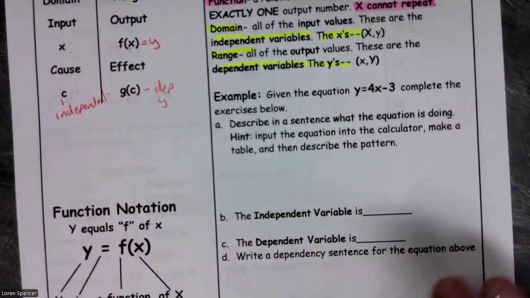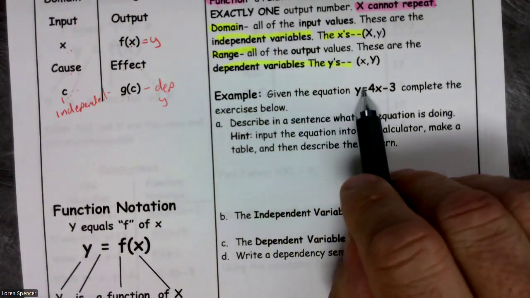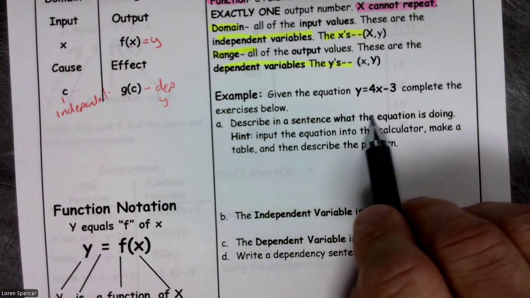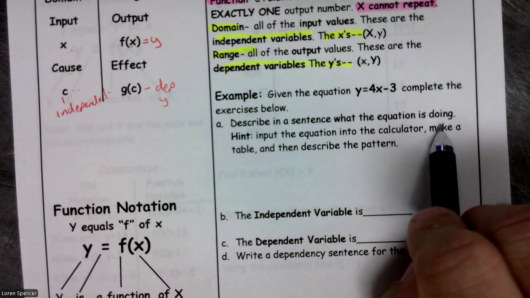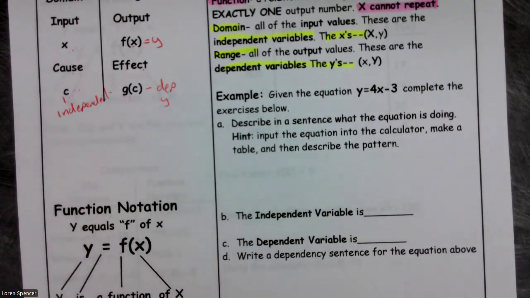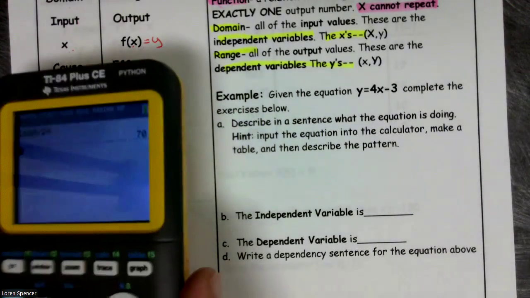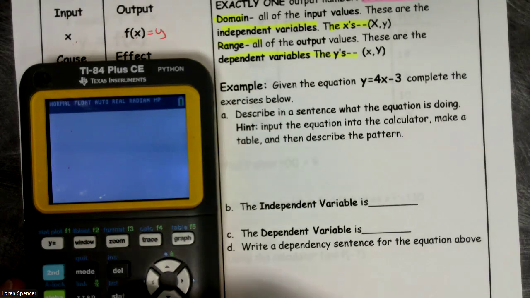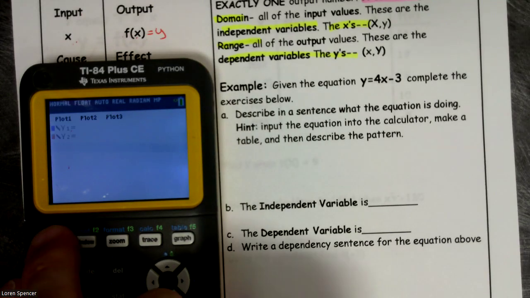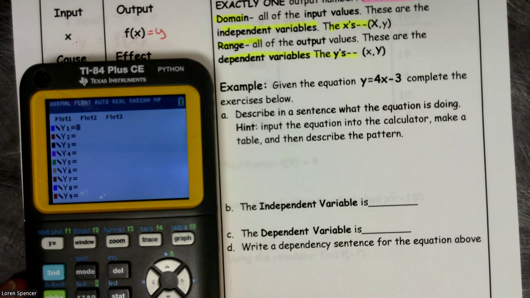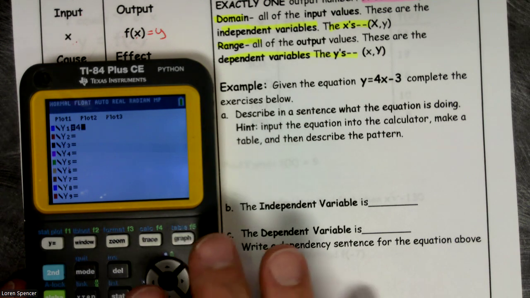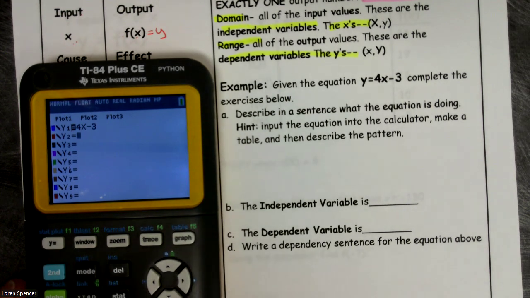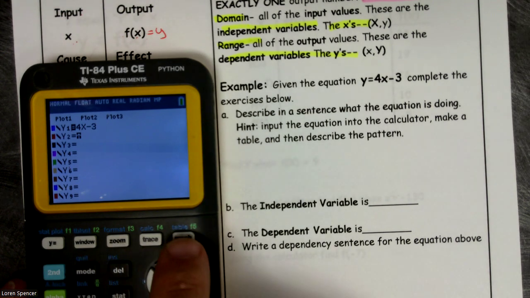All right. So given the equation y equals 4x minus 3, complete the exercise below. Describe in a sentence what the equation is doing. So it also says give us a hint. All right. So let's make a table. And I'm just going to do it on a calculator. I'm going to go y equals, and I'm going to press 4x minus 3. And I'm going to press table.